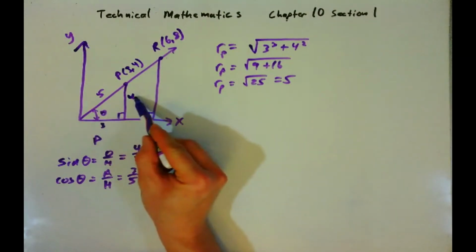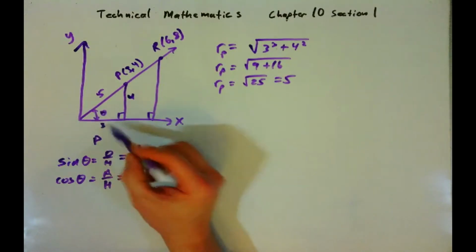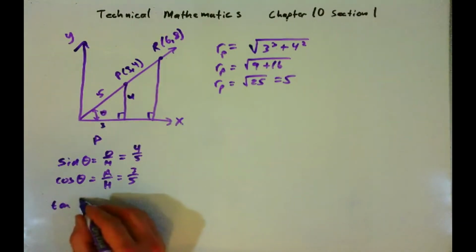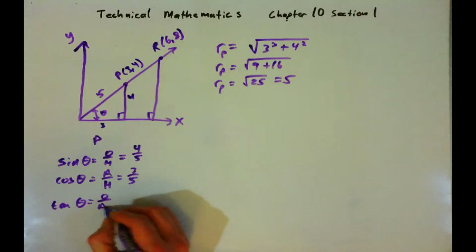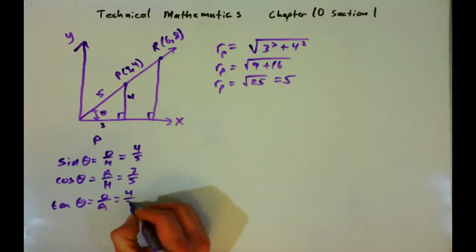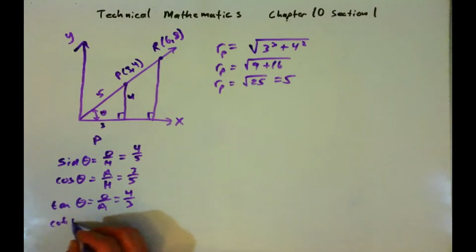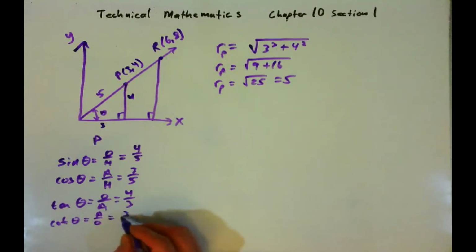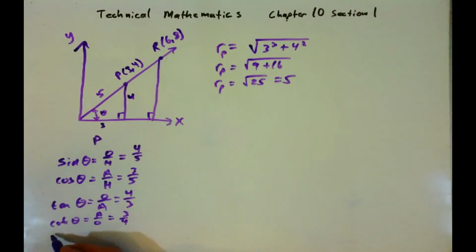And so remember, the opposite side is always the y value. The adjacent side is always the x value. The tangent of theta will be opposite over adjacent, which will be 4/3. The cotangent of theta will be the adjacent over the opposite, which will be 3/4. The secant of theta is the hypotenuse over the adjacent, which will be 5/3. And the cosecant of theta will be the hypotenuse over the opposite, which will be 5/4.